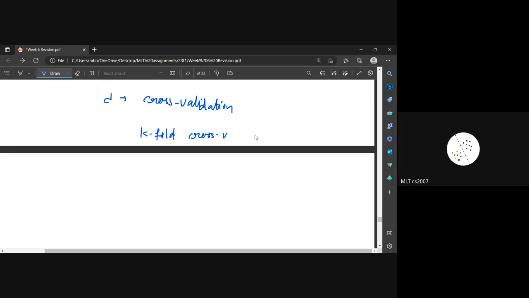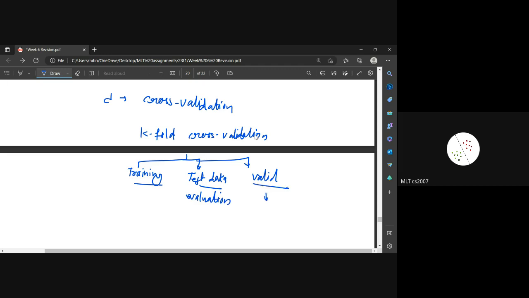So what happens in k-fold cross validation? Let's say you have a data set. You divide your data set into three parts: one is the training data set, another is the test data set, and the third part is the validation set. The training set is used for learning or training your model, the test set is used for the evaluation part, and the validation set is used for finding the best hyperparameters.